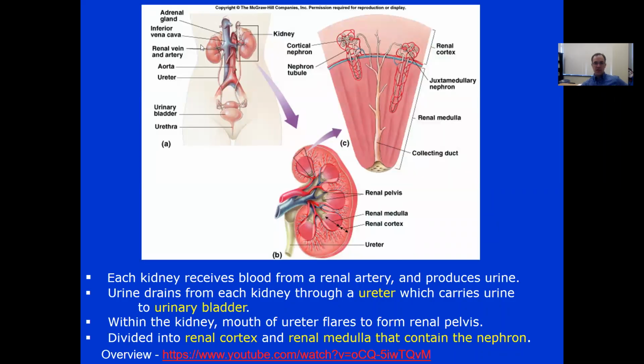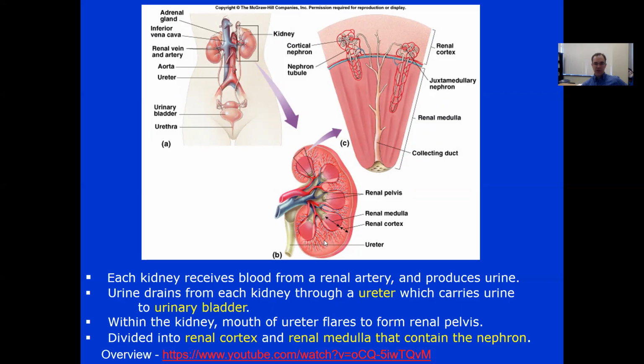So here is the kidney located in the individual, and it's going to receive blood from a renal artery and produce urine. Urine is going to drain from each kidney into a ureter, which carries urine to the urinary bladder here, and then you pee it out through the urethra. So within the kidney, the mouth of the ureter flares to form the renal pelvis.